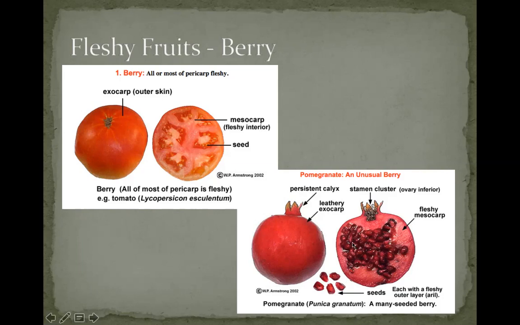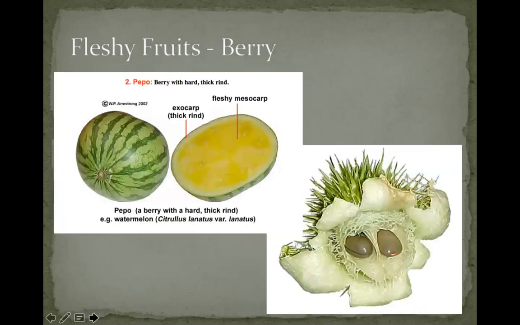Pomegranate is an unusual berry because it has almost a leathery exocarp, so a leathery outermost layer, and a pretty fleshy mesocarp. But this is indeed a true berry. There are also different subdivisions of berries. One of them is a pepo. So this is, for example, a watermelon or a squash, cucumbers, zucchini, anything closely related to the Cucurbitaceae or the cucumber family is essentially a pepo.